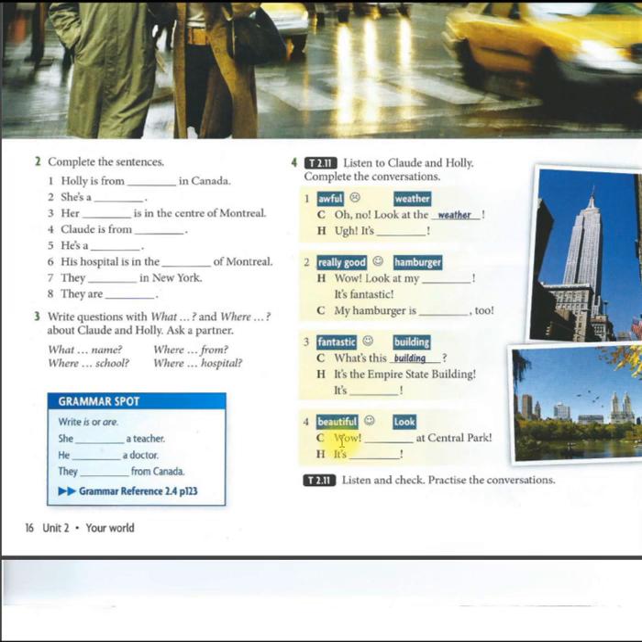Number four, beautiful look. And again, you have a happy face here. Whoa, dash, a Central Park. Whoa, look at Central Park. And the answer would be, it's beautiful. بس شوفون علامة تعجب. مثلا whoa من تعجب جاي من المفاجأة أو السربرايز أو التعجب أكثر شيء.